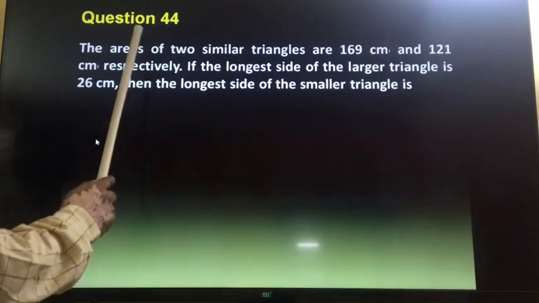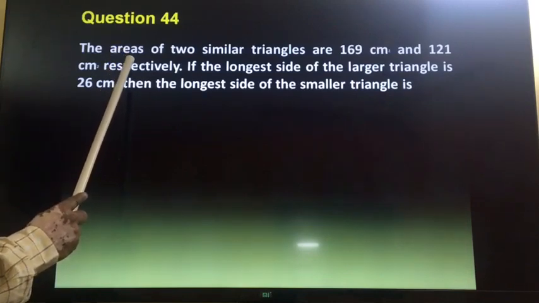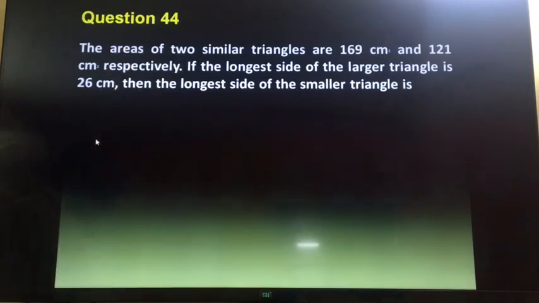Now question number 44. In this case, areas are given, and for areas I have already taught you the area theorem. If two triangles are similar, then the ratio of the areas is equal to the ratio of the squares of their corresponding sides. This was the statement of the area theorem. Right? We will revise these theorems once again. In one more video I will explain the theorems. Now you see the application of that theorem.